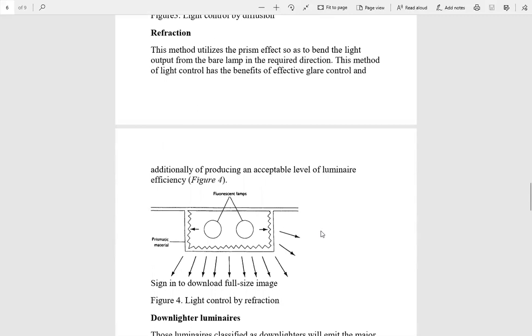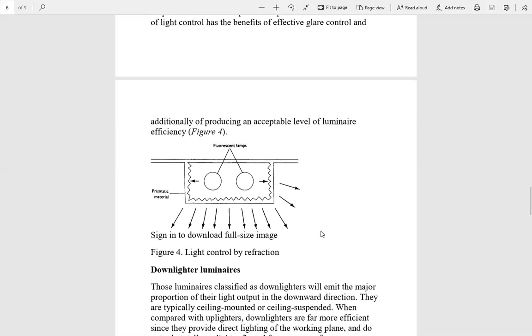Now let us discuss refraction. This method utilizes the prism effect so as to bend the light output from the bare lamp in the required direction. This method of light control has the benefits of effective glare control and additionally of producing an acceptable level of luminaire efficiency. This is the light control by refraction.